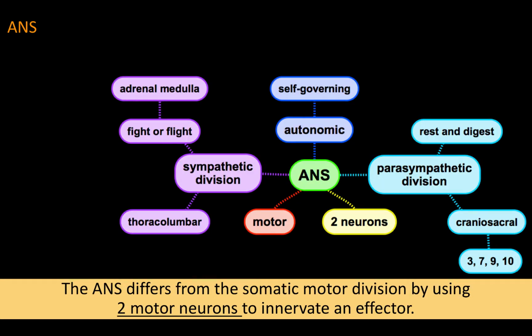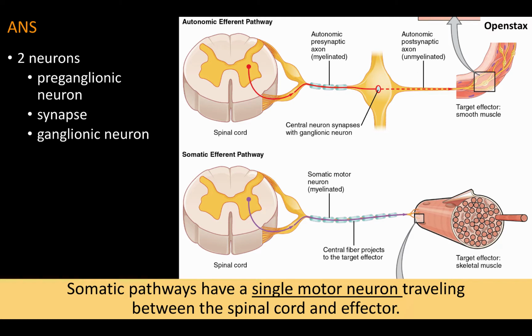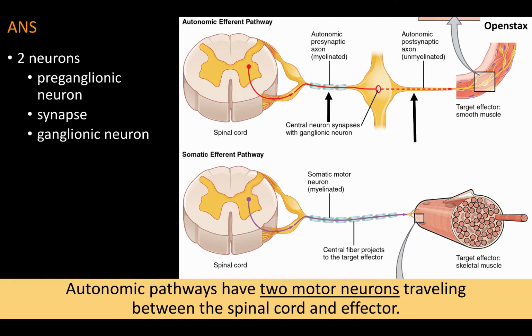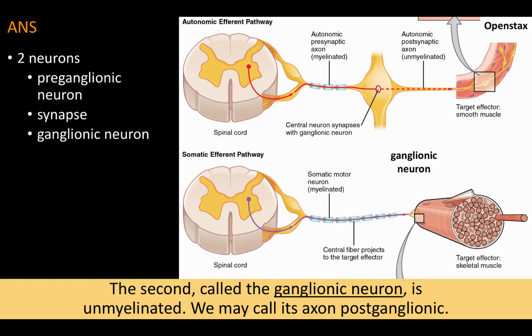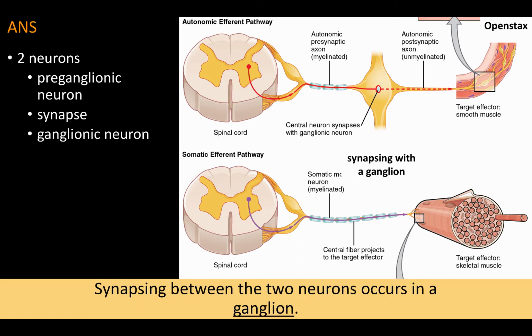The ANS differs from the somatic motor division by using two motor neurons to innervate an effector. Somatic pathways have a single motor neuron traveling between the spinal cord and effector. Autonomic pathways have two motor neurons traveling between the spinal cord and effector. The first, called the preganglionic neuron, is myelinated. The second, called the ganglionic neuron, is unmyelinated. We may call its axon postganglionic.